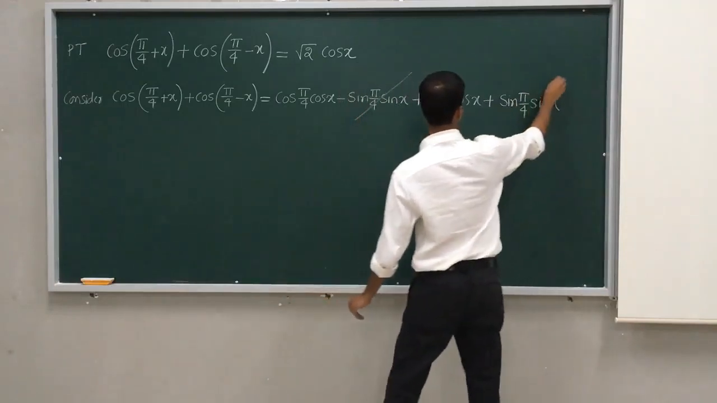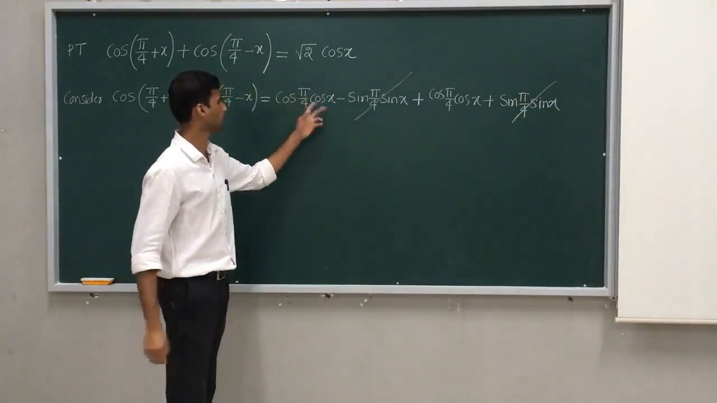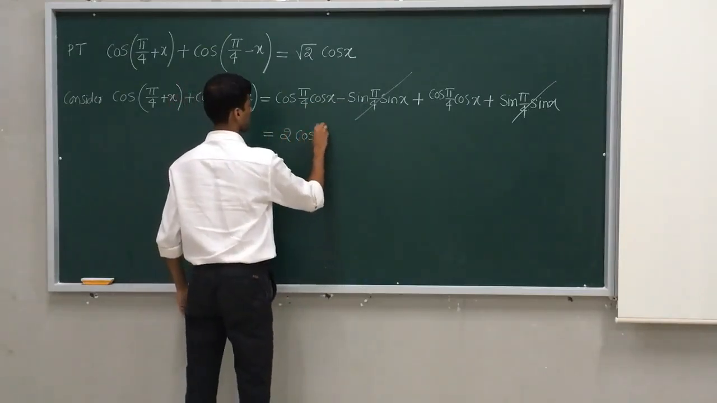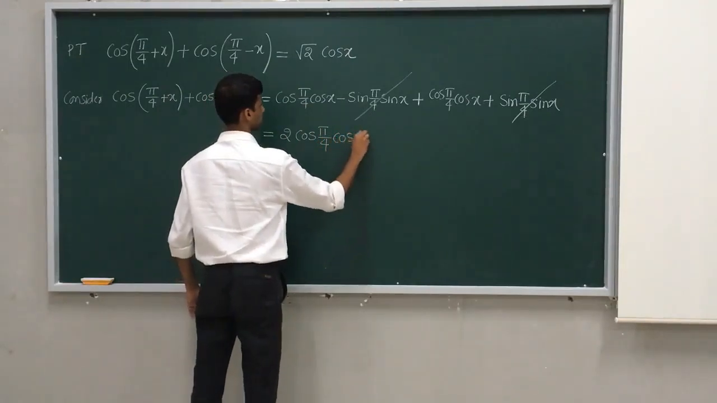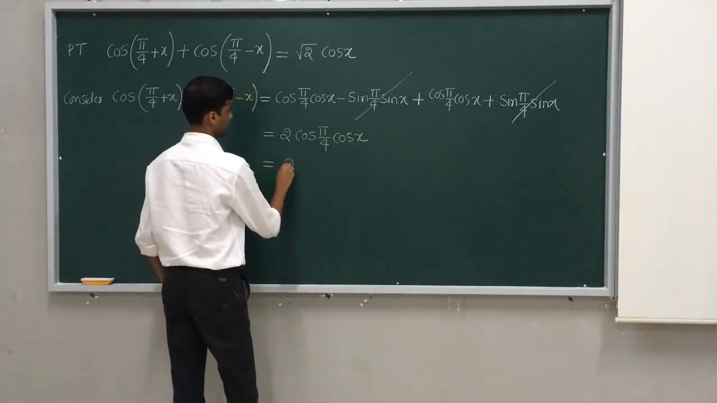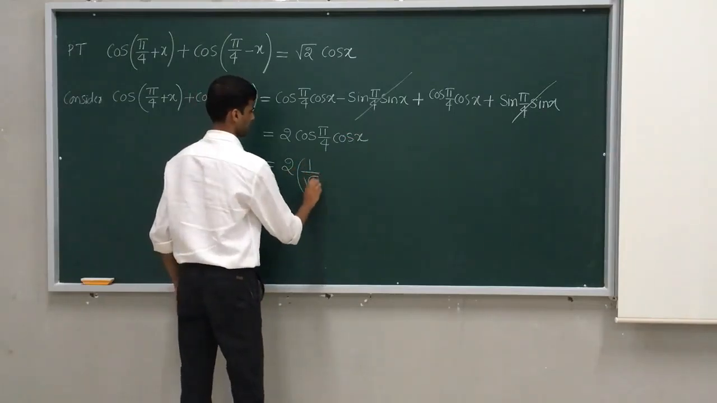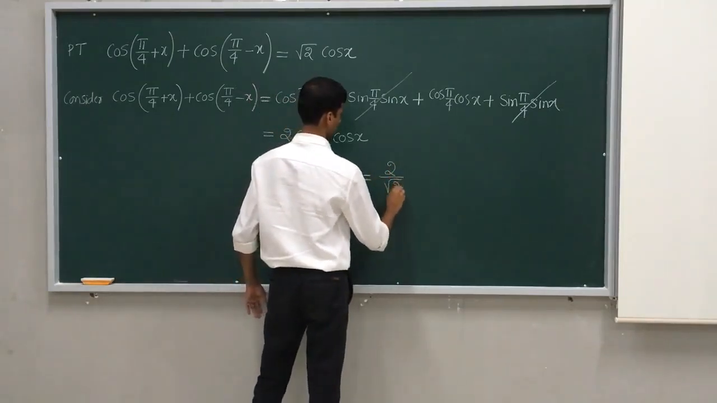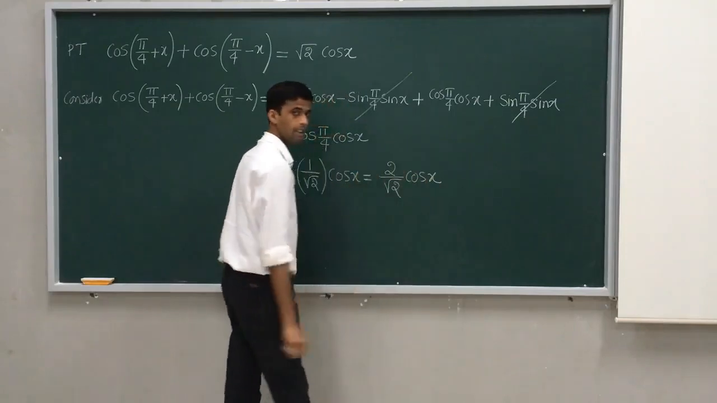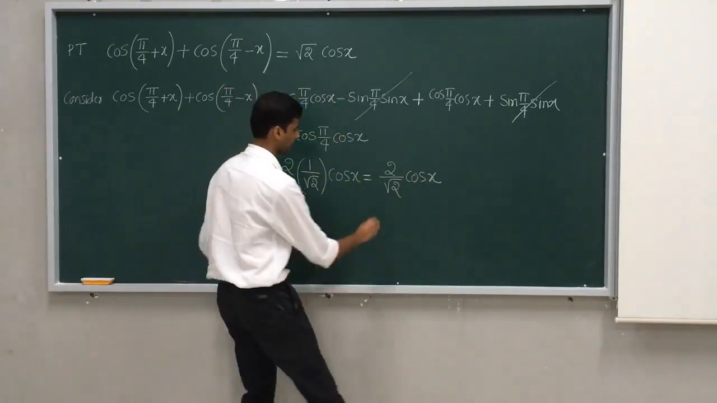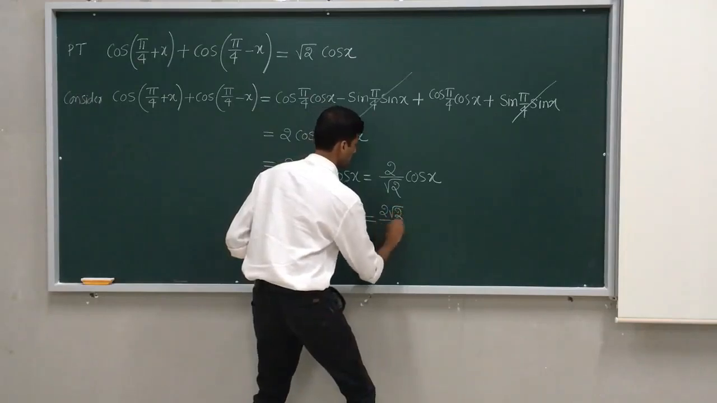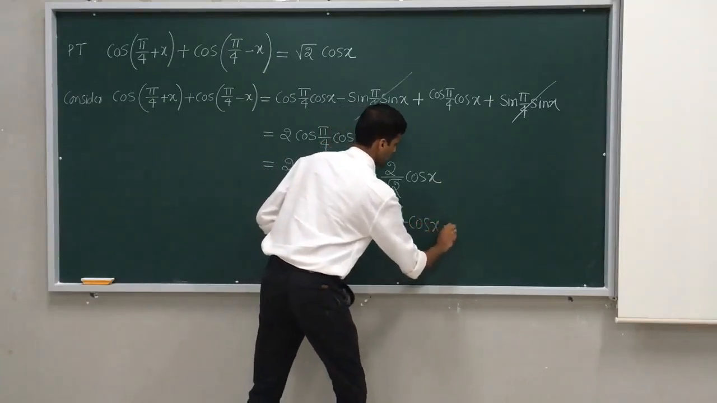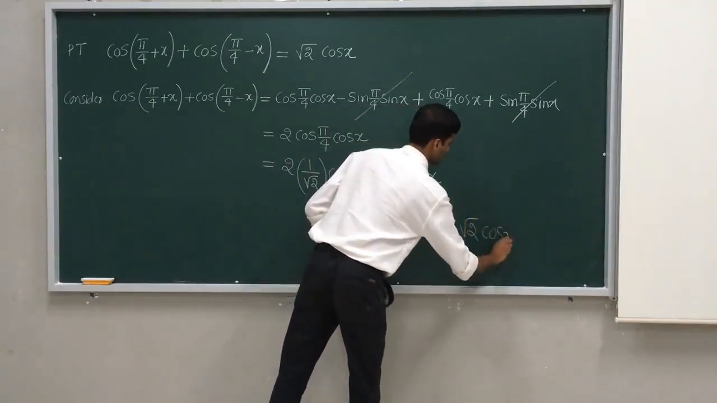These terms cancel in pair. You got cos pi by 4 cos x, cos pi by 4 cos x, which is repeated twice. It is 2 times cos pi by 4 into cos x. We all know that cos pi by 4 is 1 by root 2, into cos x. It is 2 by root 2 cos x. But the answer expected is in root 2, so I will rationalize it. It is 2 root 2 divided by root 2 into root 2, which is 2, so into cos x. So at the end I got the answer root 2 cos x.